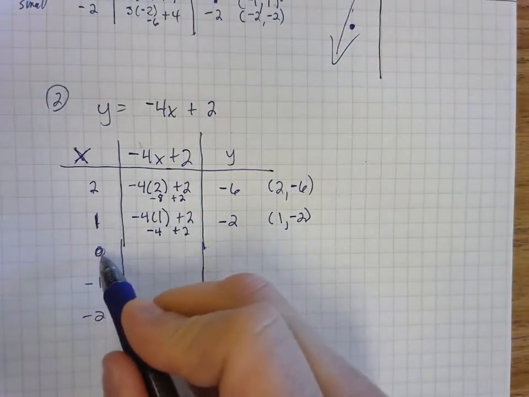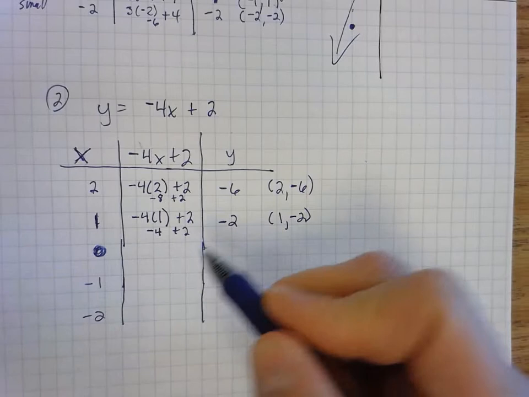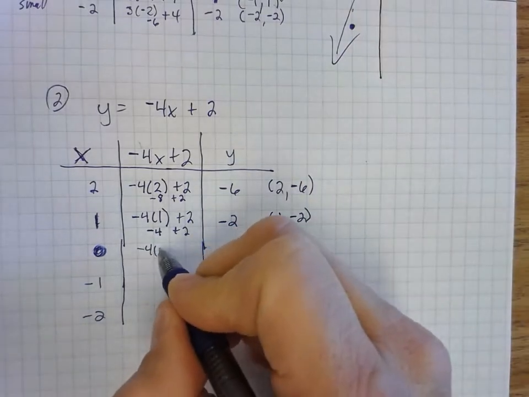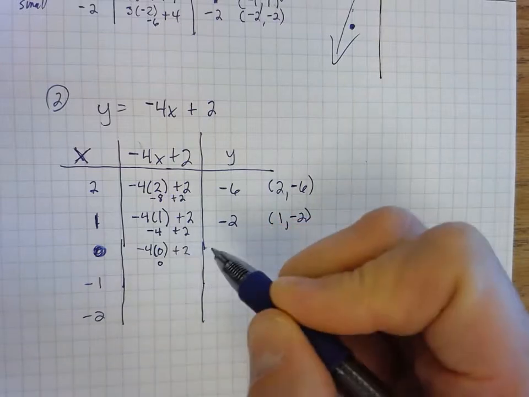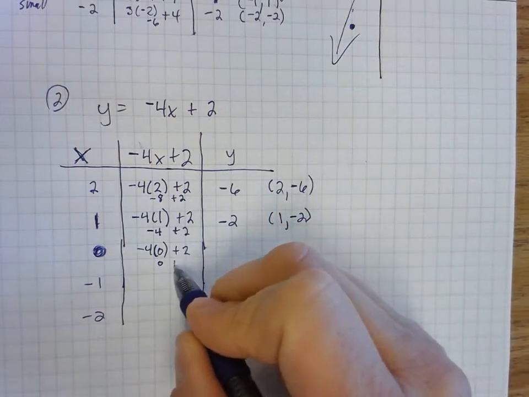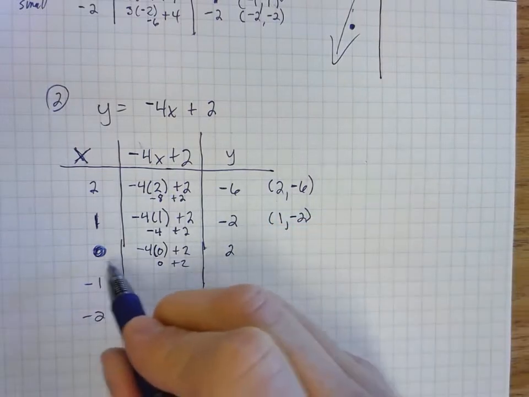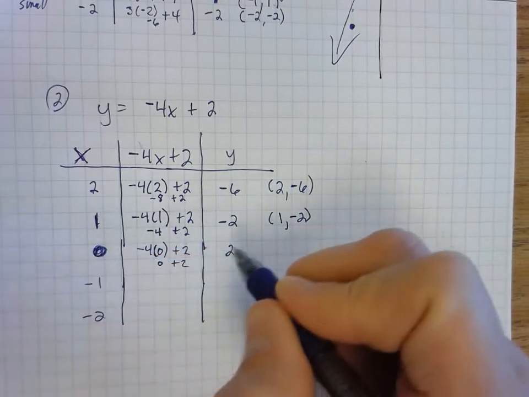0, that's the easy one, right? So we take and put the 0 in here. Negative 4 times 0, well, anything times 0 is, of course, 0. 0 plus 2 is 2. So my next ordered pair I'm going to graph is 0, 2.